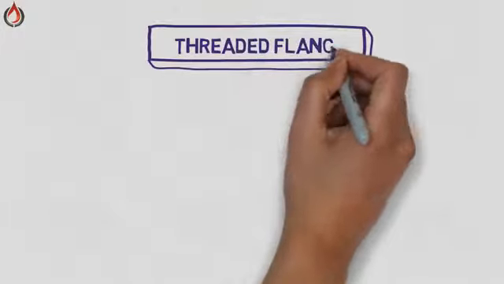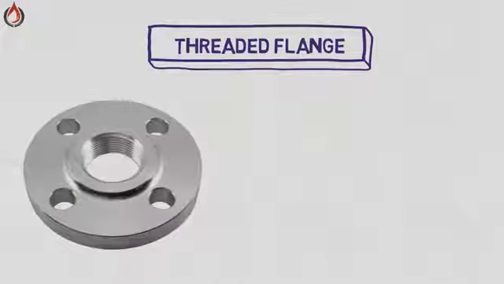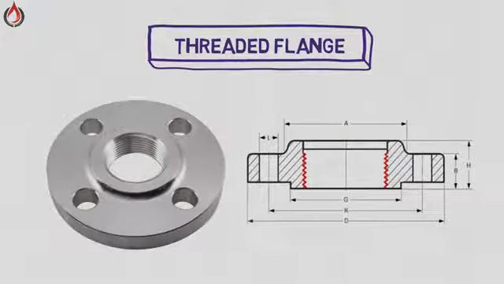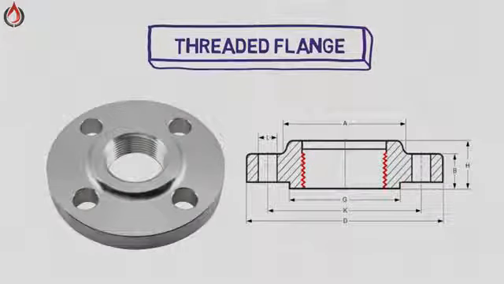Threaded flange. The threaded flange is similar to the slip-on flange, but the bore is threaded. It can be assembled without welding. It is used to connect other threaded components in low pressure, non-critical applications. No welding is required.